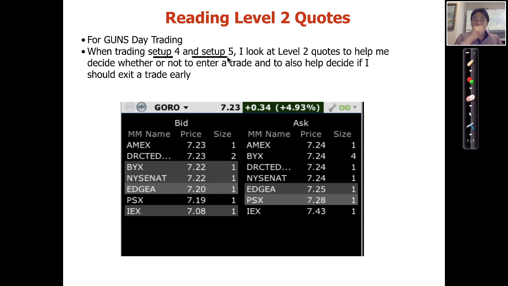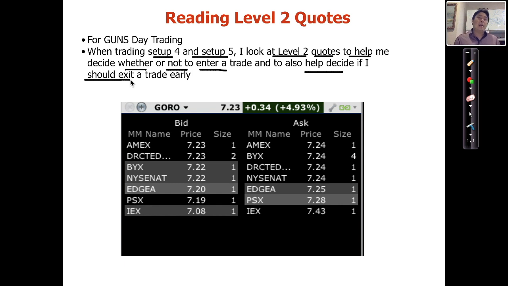Okay, so I look at level 2 quotes to help me decide whether or not to ultimately take a trade entry. Sometimes I may have a very nice setup based on the chart patterns, but if the level 2 quotes are not what I want, I will not take that trade. At the same time, level 2 quotes help me decide if I want to exit a trade early, even before it hits my stop loss or my profit target.